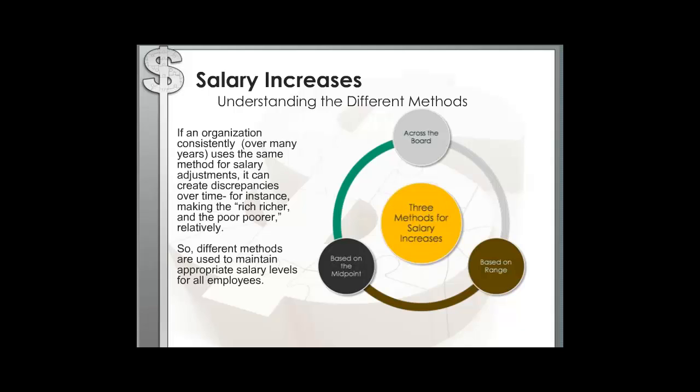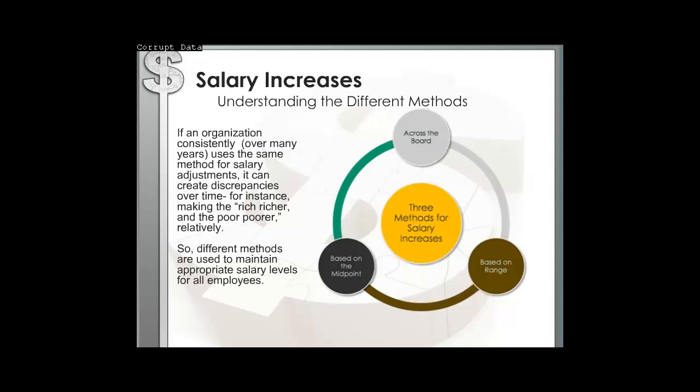Salary increases, the different methods are used for different reasons, but primarily if an organization uses the same method year after year after year, things are going to get out of kilter. For instance, if every year they gave an across-the-board 3% raise to everyone, the superintendent would get huge and huger and huger raises, while the part-time crossing guard would get very, very small raises, and over time there would be a huge discrepancy across all the employees in the district.